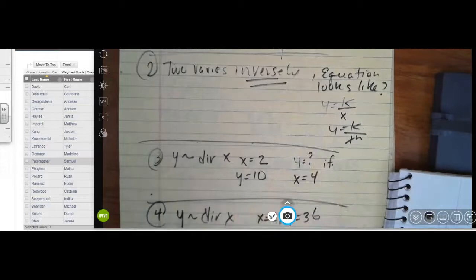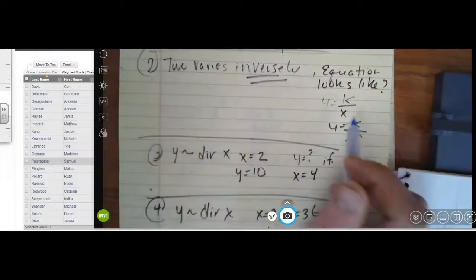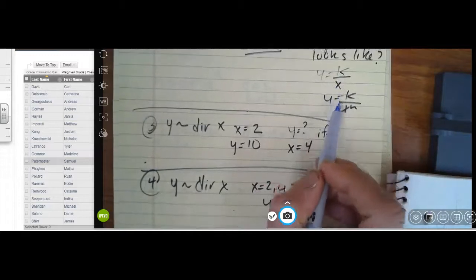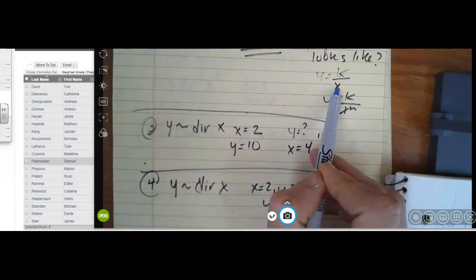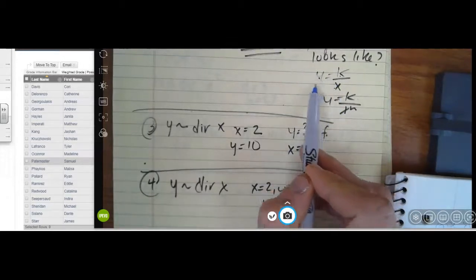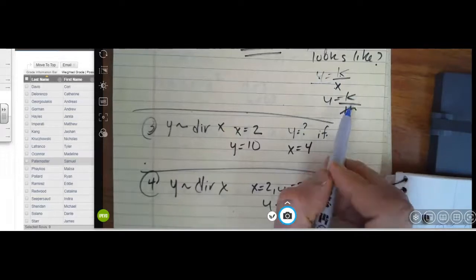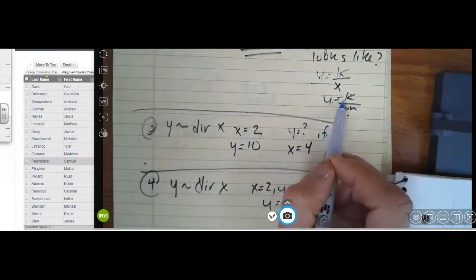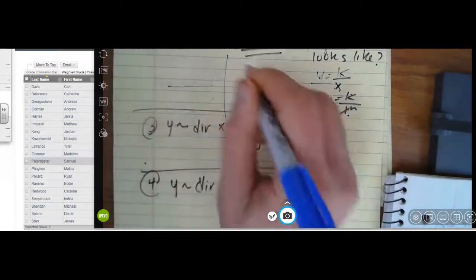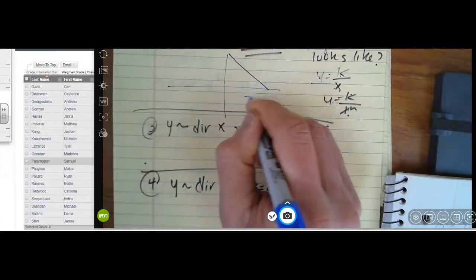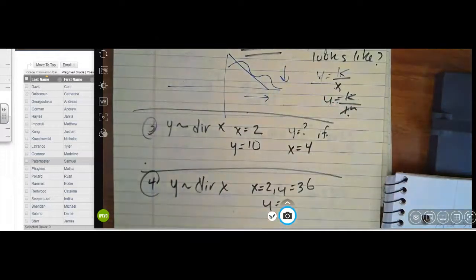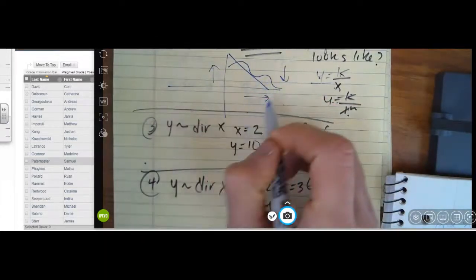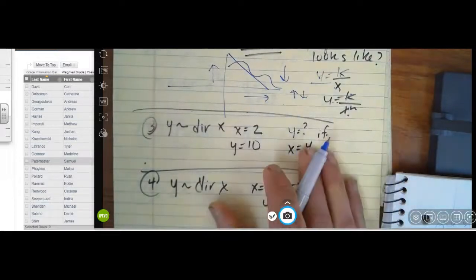Now, two variables vary inversely. Again, we insert this k just as a constant, a number we solve for, and we put it in the equation. It's where x is in the denominator. So when x and y are on opposite sides of the equation, it's going to be an inverse relationship. K is in the numerator and x is in the denominator. So it could be y equals k over x or y equals k over x to the n. And as you can imagine, the graph's going to look something like this. As one variable increases, the other variable decreases, so one variable is going in one direction while the other is going the other way.